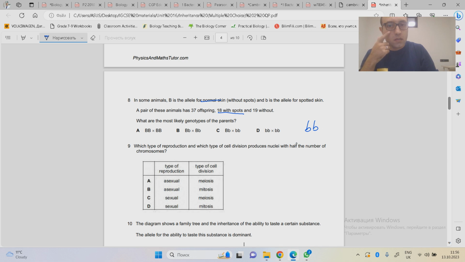Small b. This is that 1-to-1 ratio, and it occurs in C onset, because in C onset half of the offspring are spotted, and half are not. In B, all of them are spotted. In B, nearly 75% of them are without spot, and 25% are spotted. In A, all of them are without spot. So C is the answer.